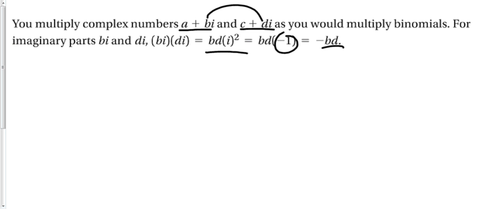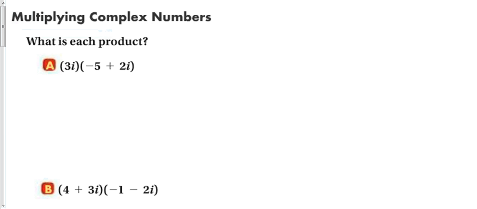Everything else is going to act the same, except that when you get i squared, it's going to be equal to negative 1. Okay? So let's see how this works. First, we'll get to that in a second.